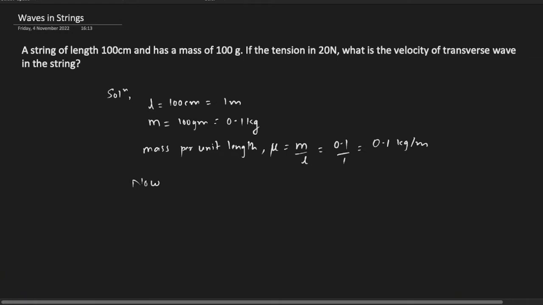Now we need to calculate the velocity of the transverse wave. Tension is given as 20 Newton. The formula for velocity of transverse wave is root under T by mu. So it is equal to root under 20 by 0.1, root under 200, which is the answer for this question.